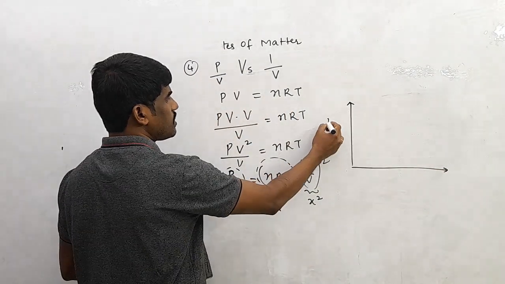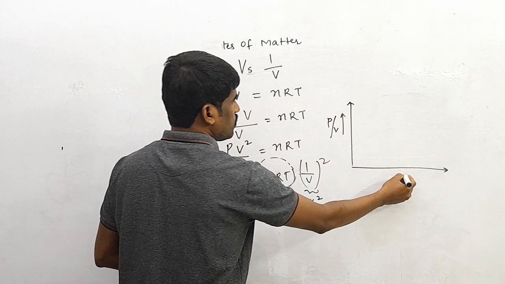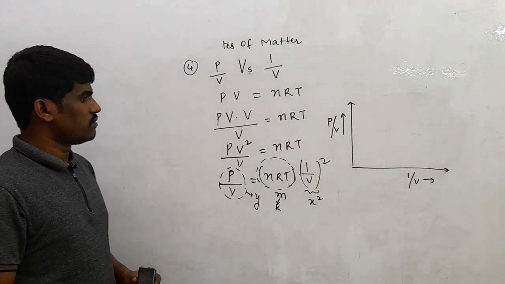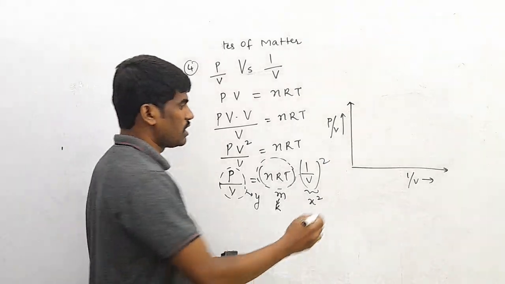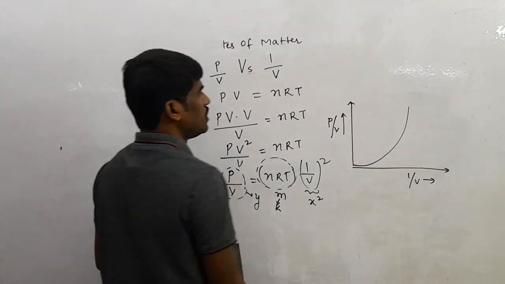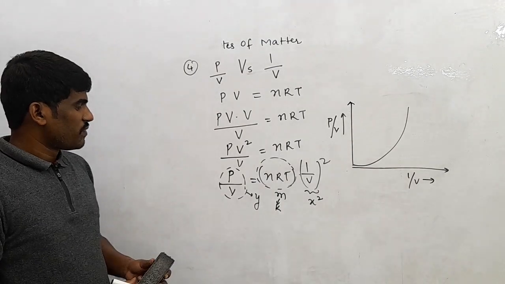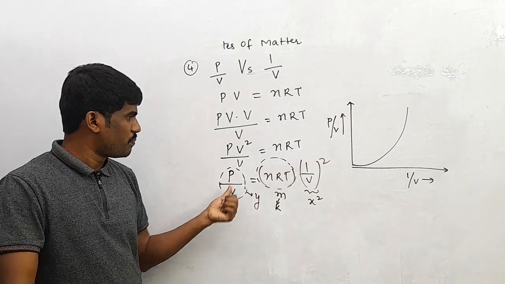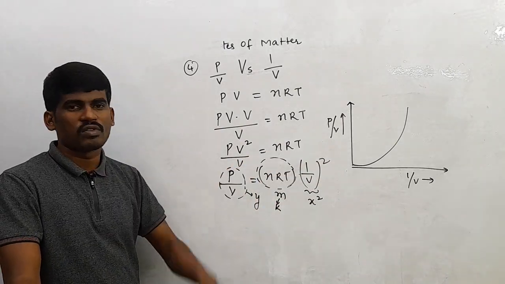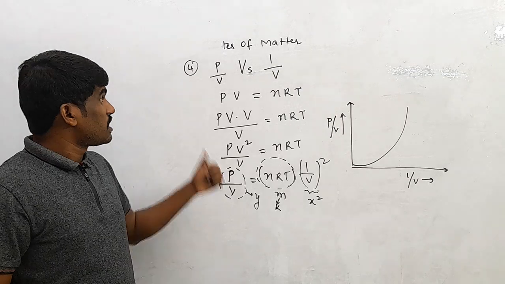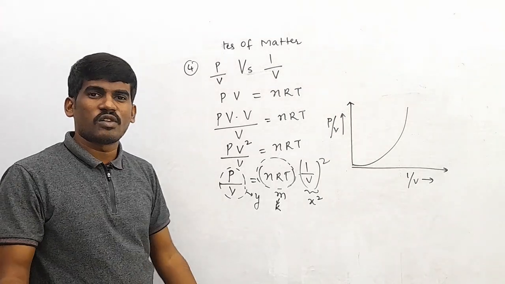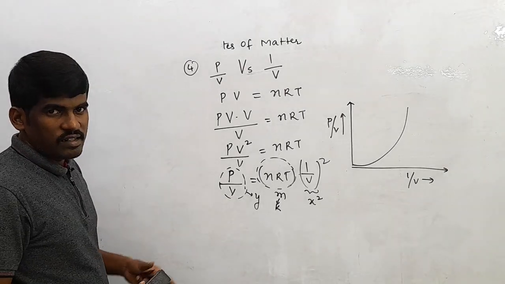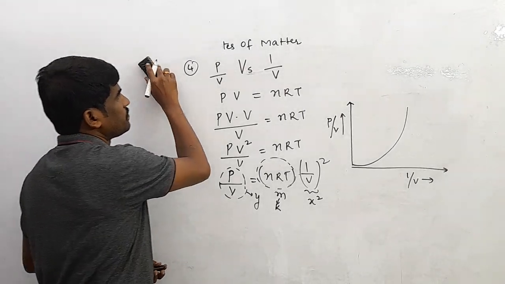Symmetrical about the y-axis, in the sense P by V versus 1 by V. So if you draw the graph of P by V versus 1 by V, what you are going to get is a parabola, symmetrical about the y-axis. Such a way, we got y is equal to kx square, x component we have given and y component is given, and the graph also we got. So such a way, another kind of graph. This is also based on Boyle's law only, and hope you understand this fourth kind of graph.